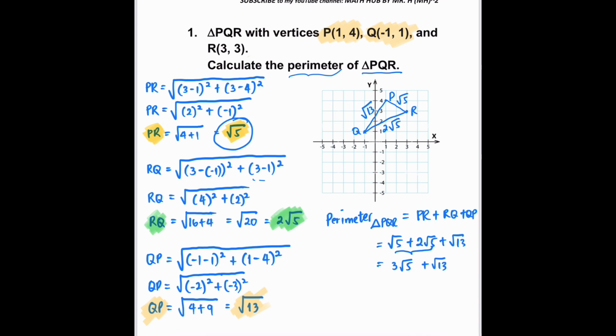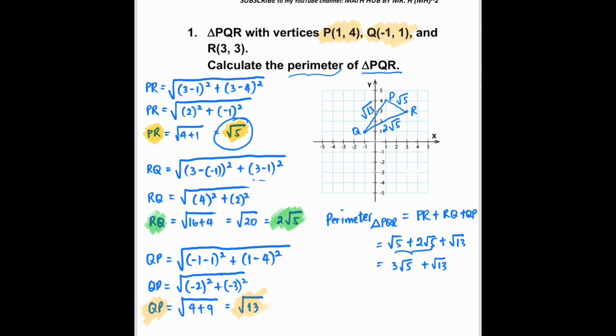All right, so this answer is enough if the instruction tells you to leave your answer in radical form or surd form. This is already it. But if the instruction tells you to write your answer into standard one, which is the decimal one, then you need to enter this value on your calculator.